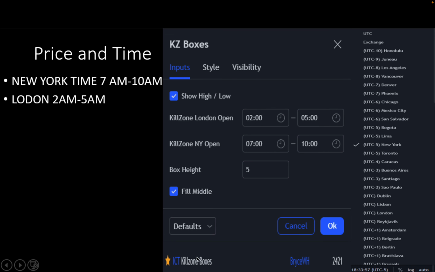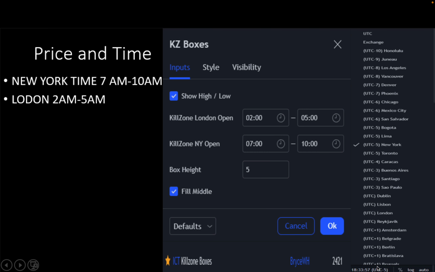So if you search in the indicators, you write ICT kill zone boxes. There's about 2,421 people using it currently. Here are the settings for this indicator. Now you're going to have to put your kill zone to London Open at 2 a.m. in the morning. Then you're going to have to do the 5 a.m. right next to it. And then you have the kill zone for New York Open at 7 a.m. to 10 a.m. Now the box height, just leave it at 5 for what it is.